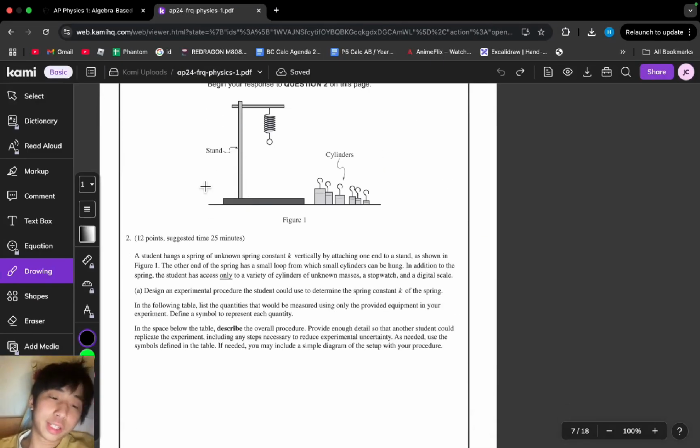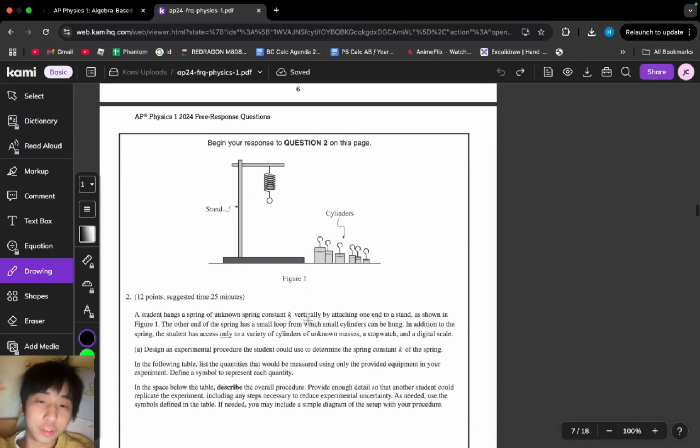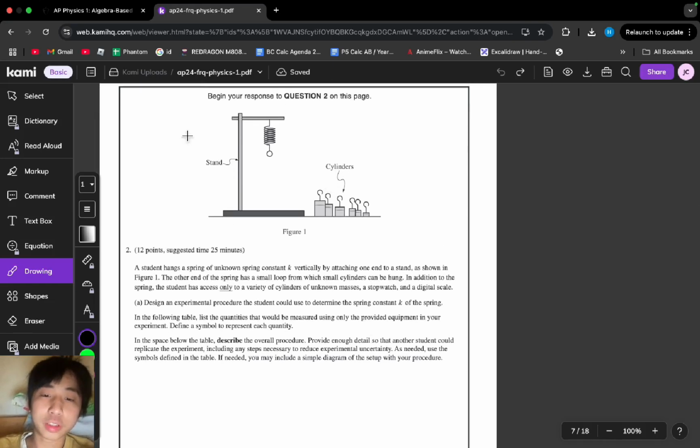Today we'll be using Cami. We're going to be doing AP Physics FRQ. Today's first episode, we will be doing the question 2 lab, a portion of the FRQ. So, read the question, read the context first.